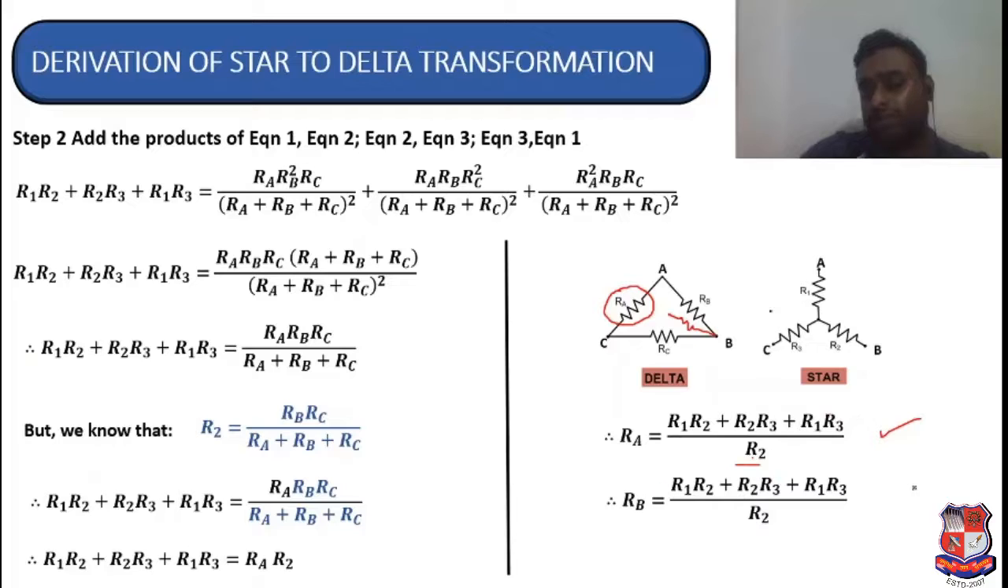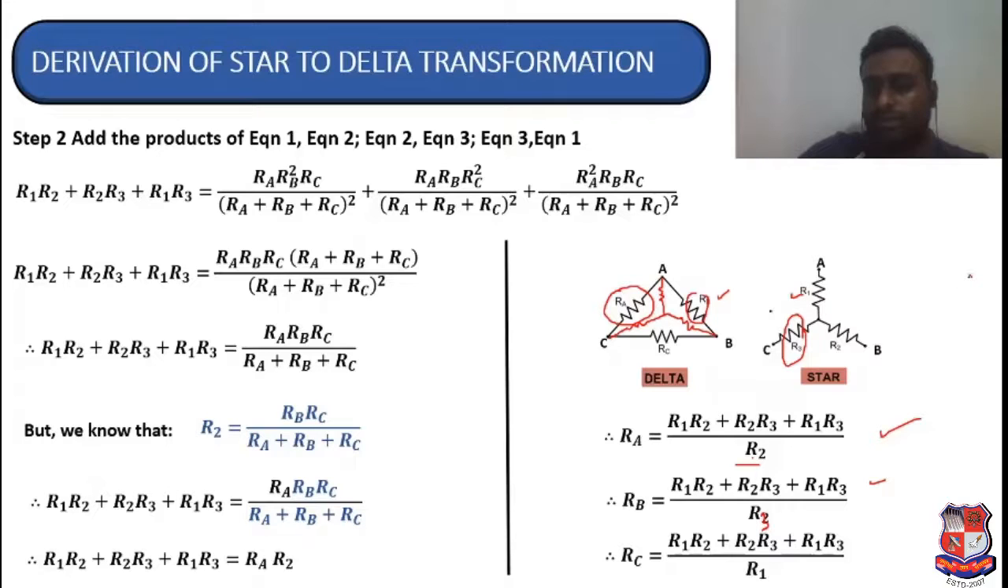So RB is nothing but the sum of products of all the resistances divided by the opposite branch resistance. RB is over here, so the opposite branch will be R3. So to find the equivalent delta RB resistance, it will be the sum of products of the star connected circuit divided by the opposite branch resistance, which is R3. Over here there is a mistake, it will be R3. Similarly for RC, if you write the equation, the opposite branch resistance is R1. So it will be the sum of products of all the resistances divided by the opposite branch resistance.